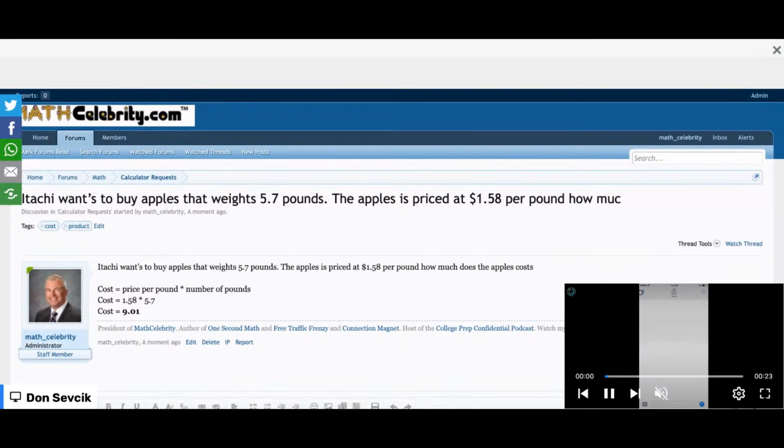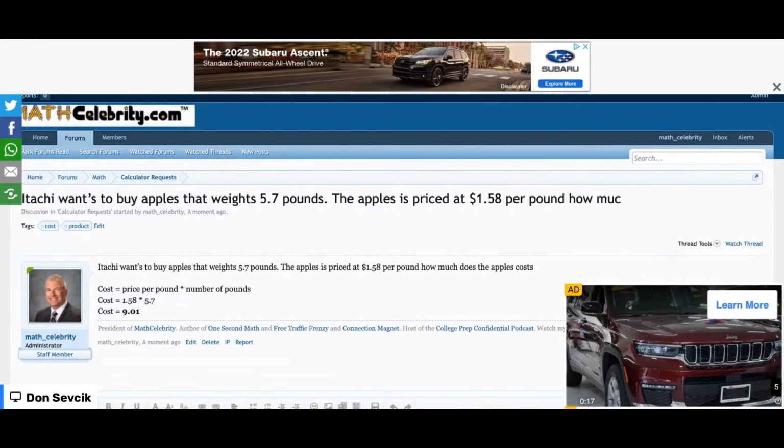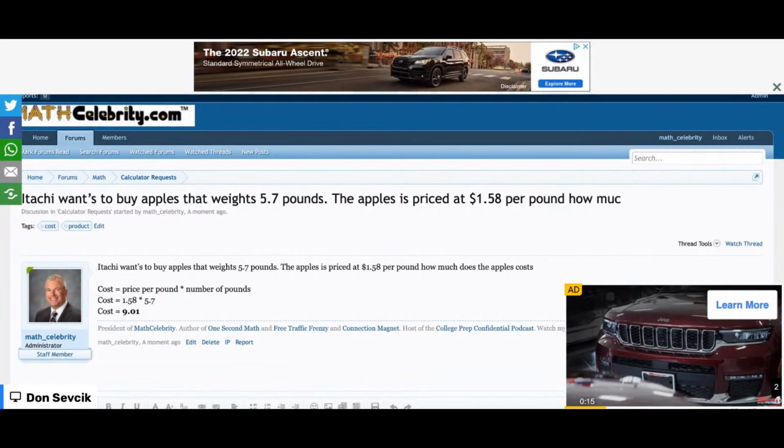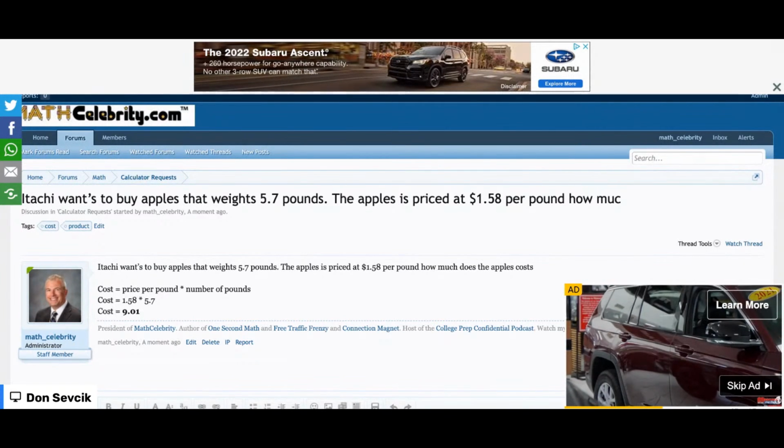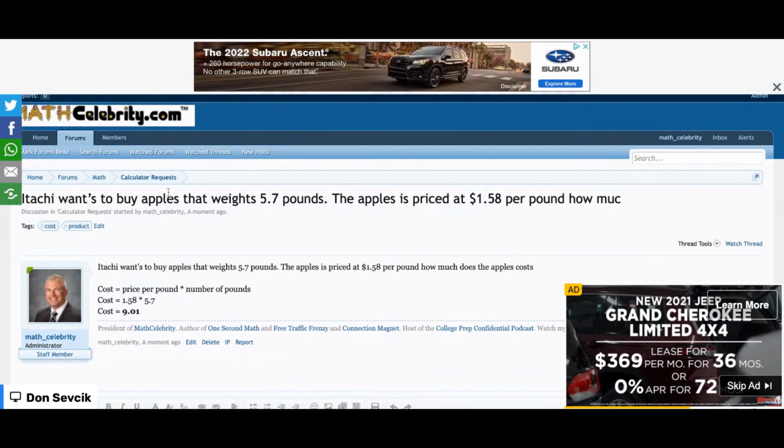Okay, we got 2 left. I'm going to save this one for tomorrow because I got to look into that. Let's do this one. All right.